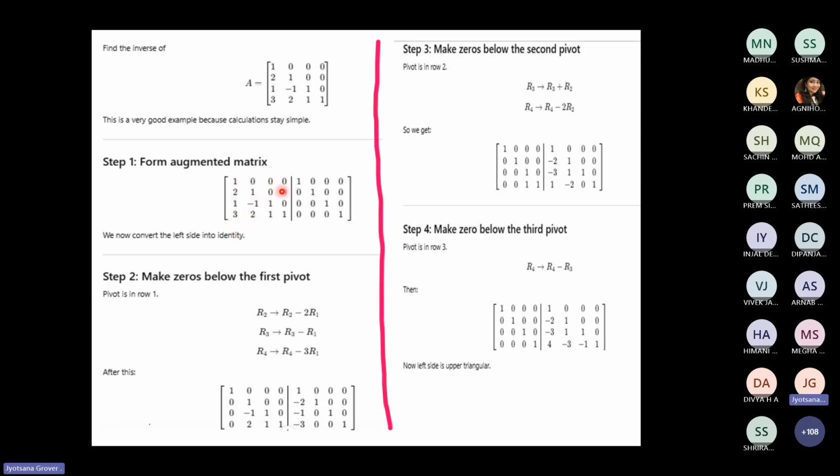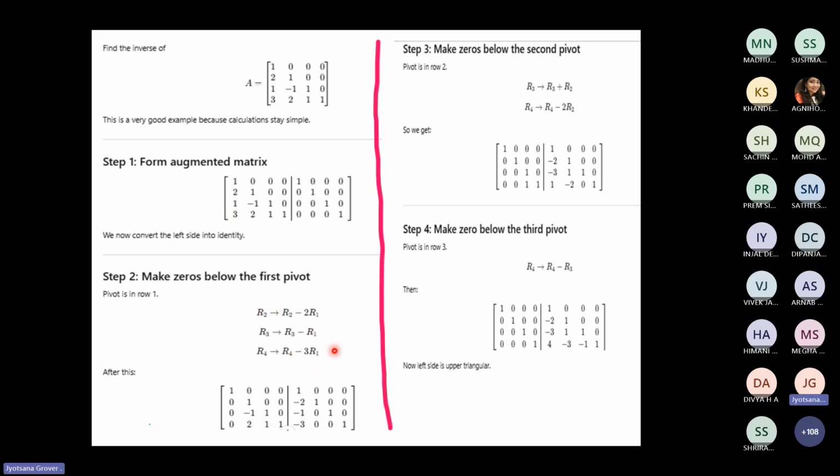REF you already know. So you have to convert these entries to 0. So again, you'll apply R2 is R2 minus 2 R1. R3 is R3 minus R1. R4 is R4 minus 3 R1.